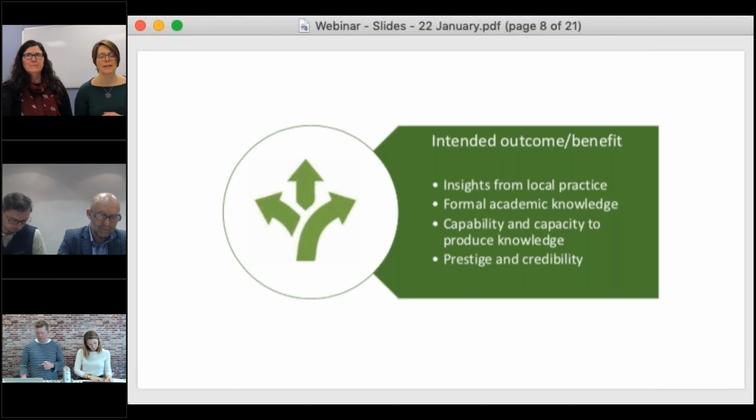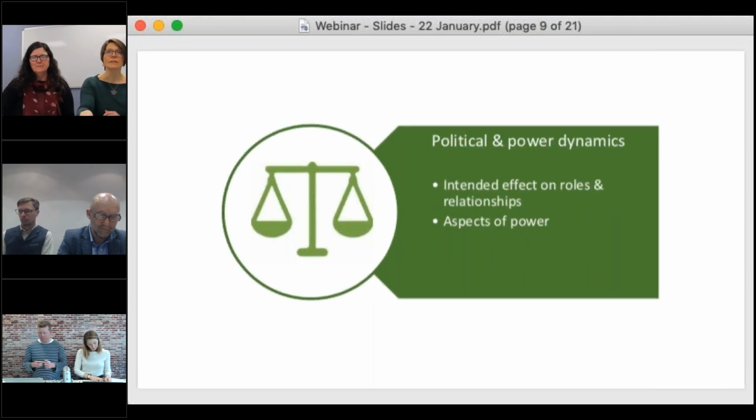So moving on to the next slide. The next design option very much underpins many of the other design options and deals with the political and power dynamics associated with an initiative. And there's two ways of thinking about these dynamics. The first is the intended effect of the initiative on some of the more traditional roles and relationships that we see between academia and practice.